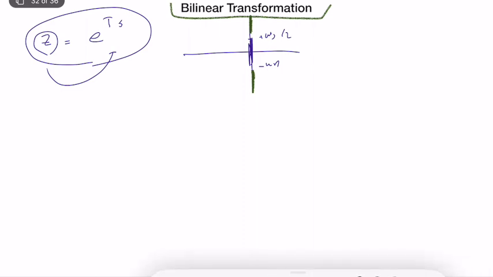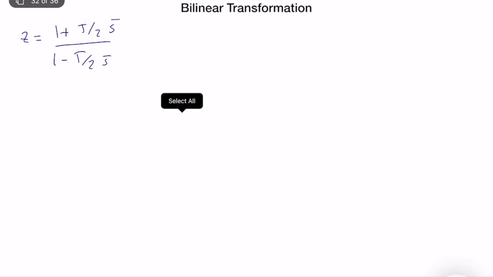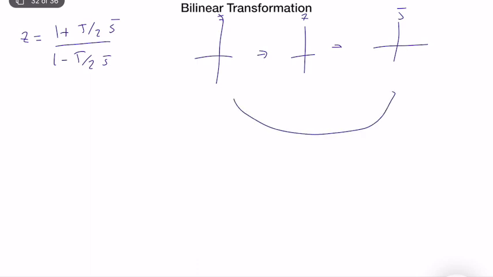So let's move on. What is this? The definition of this mapping is quite easy. Z is defined as (1 plus T over 2 s bar) divided by (1 minus T over 2 s bar). S bar is a fictitious S domain, which has similar characteristics to our S domain, but this is a new domain. So if this is S domain, we move to Z domain, and then we move to S bar domain. So S to Z, Z to S bar. There are some similarities here, but there are some major differences.